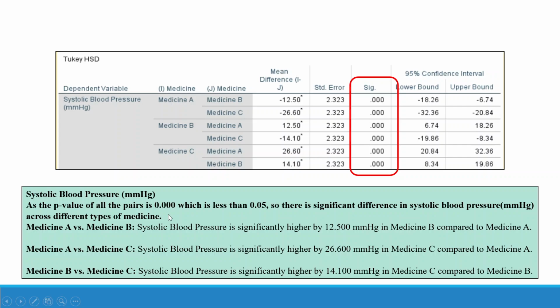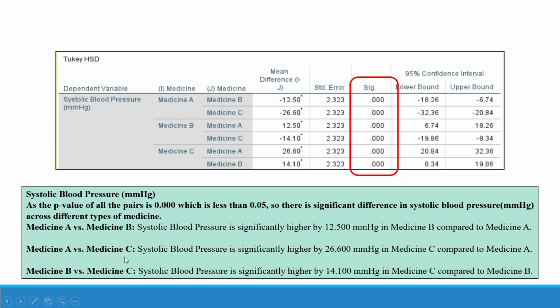As the p-value of all the pairs is 0.00, which is less than 0.05, there is a significant difference in systolic blood pressure across the different types of medicine. Medicine A versus medicine B: systolic blood pressure is significantly higher by 12.5 in medicine B compared to medicine A. Why do we say it is higher? Because the difference is negative. Naturally, it can be negative only when the second one is more positive in comparison to medicine A, or medicine B has a higher value compared to medicine A.